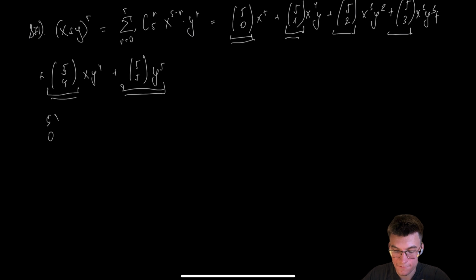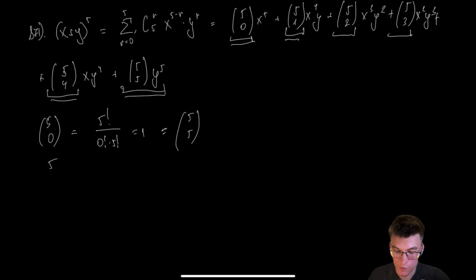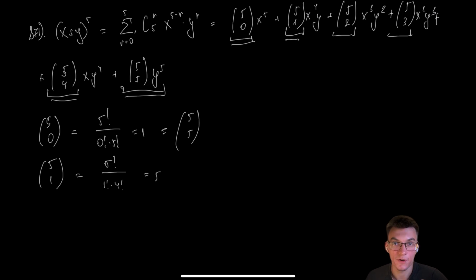Now let's see, 5 taken 0 will be equal to 5 factorial over 0 factorial times 5 factorial, which will be equal to 1, and which will be equal to 5 taken 5. So that's pretty intuitive. Now let's see what we have for 5 taken 1. 5 taken 1 will be equal to 5 factorial over 1 factorial times 4 factorial, which equals 5, which is also pretty straightforward. We can select one number out of 5 possible numbers in only 5 possible ways, because we only have one number in our selection.